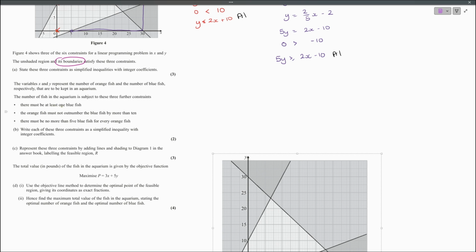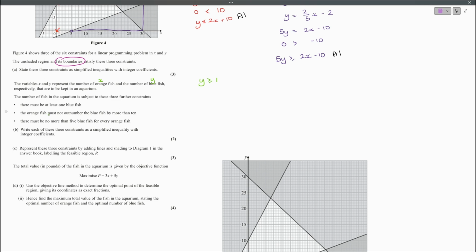There must be at least one blue fish. And blue fish is Y, orange fish is X. So if there needs to be at least one blue fish, the number Y has to be at least 1. Y is greater than or equal to 1.